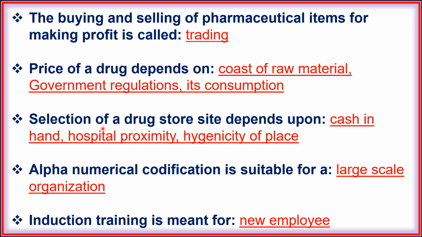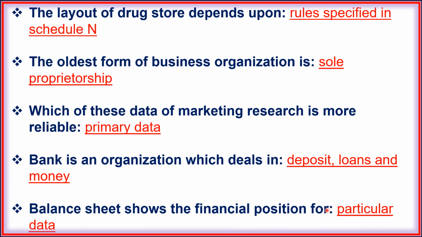Next, selection of a drugstore site depends on cash in hand, hospital proximity and hygienicity of the place. Next, alphanumerical codification is suitable for large-scale organization. Next, induction training is meant for new employee. Next, the layout of drugstore depends on rule specified in Schedule N.